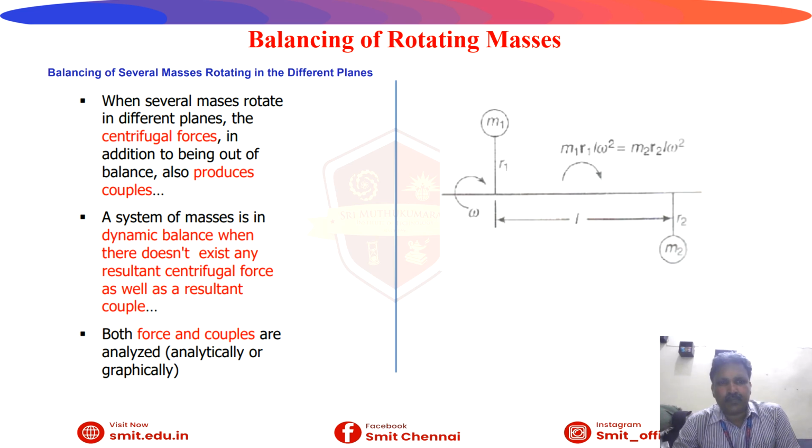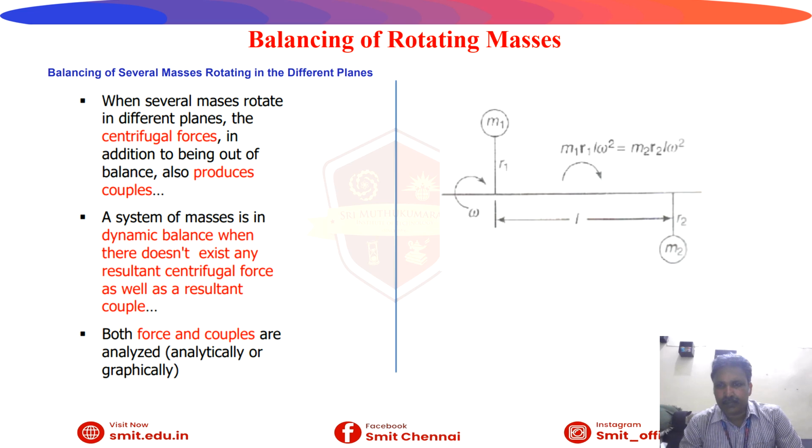So now we can notice here, when several masses rotate in different planes, the centrifugal forces, in addition to being out of balance, also produce a couple. This is one important point. Then a system of masses is in dynamic balance when there does not exist any resultant force as well as resultant couple. This is what we can see as dynamic balance. Both forces and couples are analyzed analytically or graphically. We have to make an analysis on this.